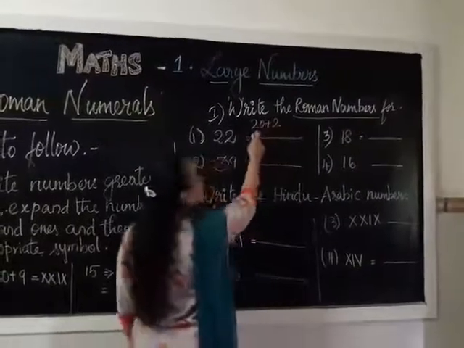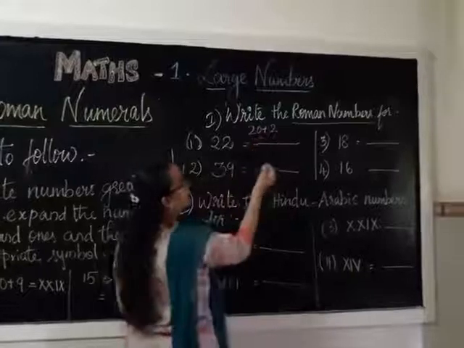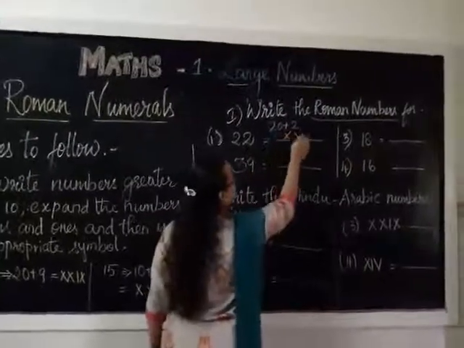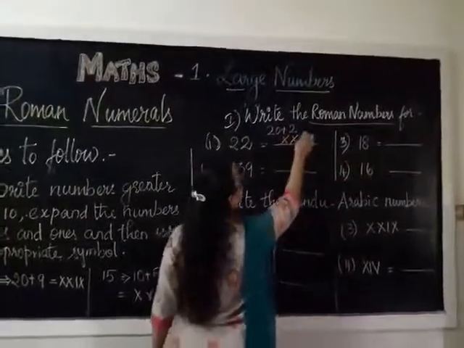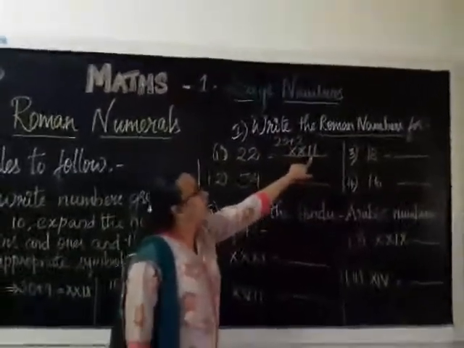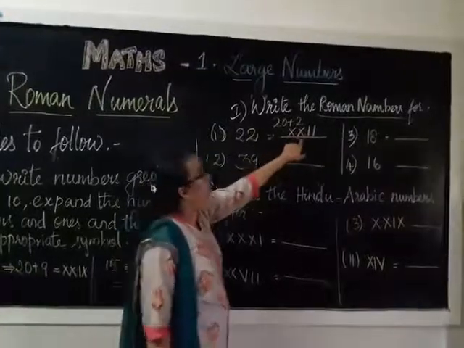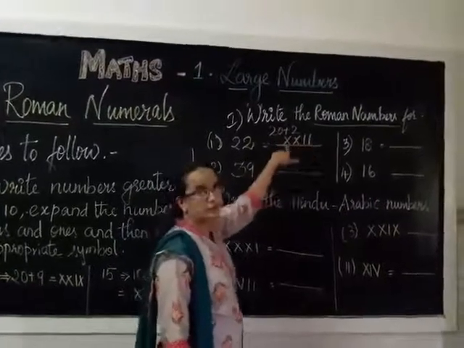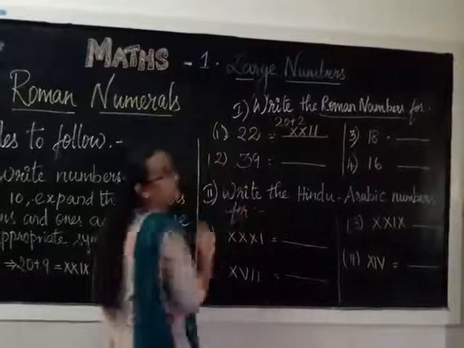What is the symbol for 20? 10 plus 10 is 20, and 2 is 1 plus 1, I plus I. So 22 is 10 plus 10 plus 1 plus 1. So that is 22.